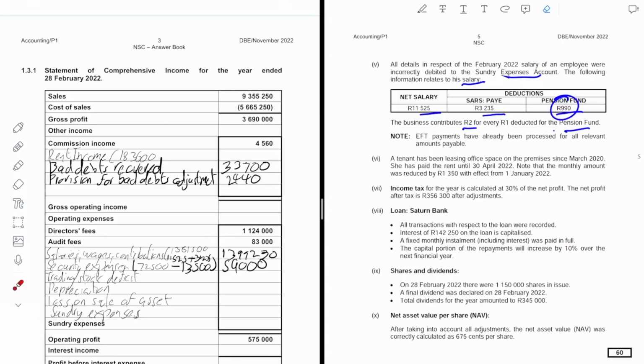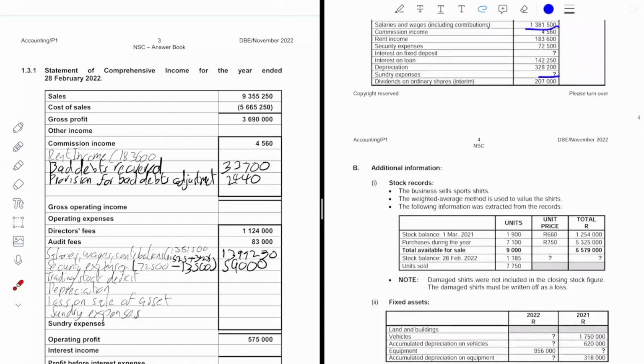Okay, so they say that a tenant has been leasing the office space since March 2020. This tenant has paid rent until April 2022. So that means they've paid 2 months' worth of excess rent over and above what was due in the financial year. So this is going to be income received in advance. And then it says, note that the monthly amount was reduced by 1,350, and this was with effect from 1st January 2022.